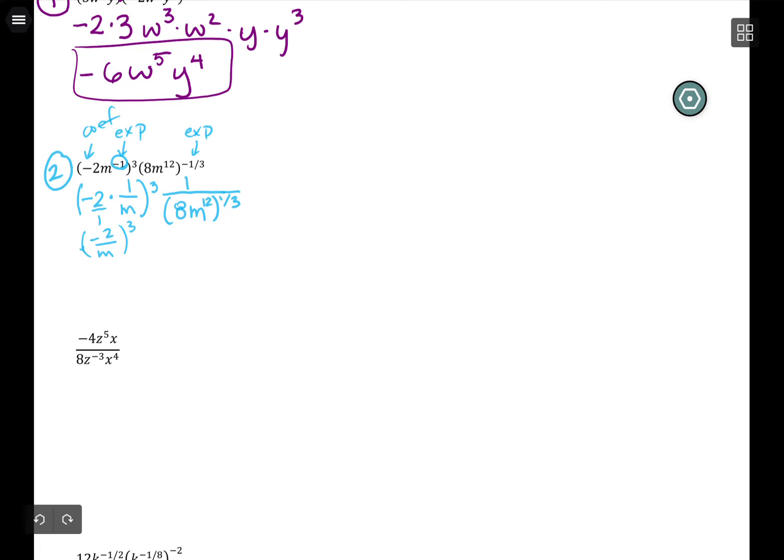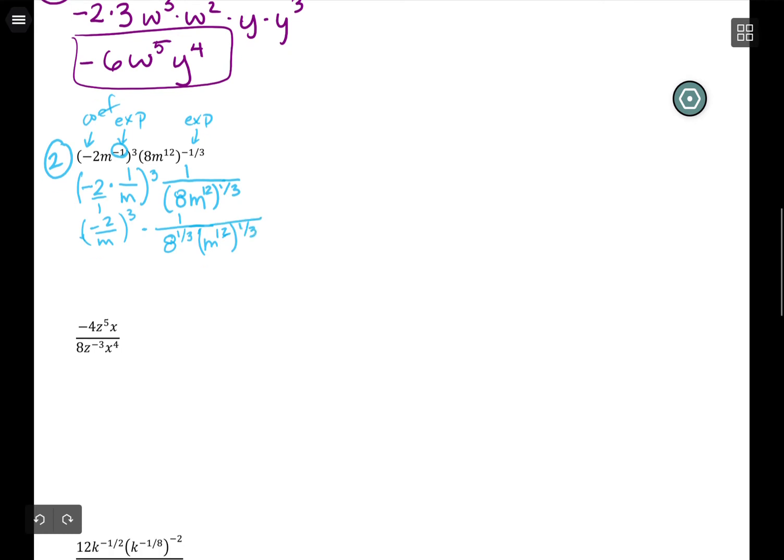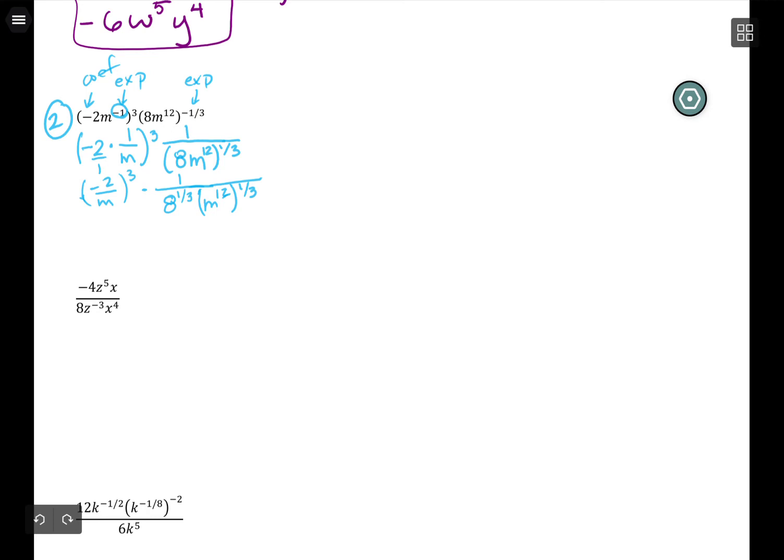In the second set, I think I may as well start working on those parentheses now that I've dealt with the negative power. So if you raise a product to a power, it is fair to say you are just raising each factor to that power. I think my battery's getting low. The pen's doing weird things. Okay, so we can raise 8 to the 1/3 and we can raise m to the 12 to the 1/3.